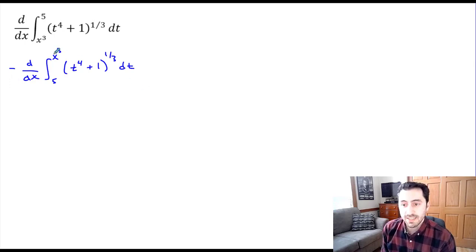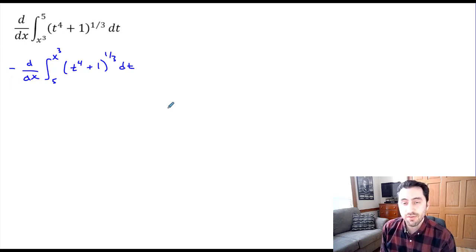Now, the second thing that we need to note about this example is my upper bound here now is x cubed. It is not just a plain old x to the 1st. So just to explain this a little more, we are taking the derivative of this entire thing. This is a function of x. It's written as an integral, but it still is a function. And I'm still taking the derivative of it. And because that's not just a plain old x to the 1st, when I take the derivative, I actually need to apply the chain rule.